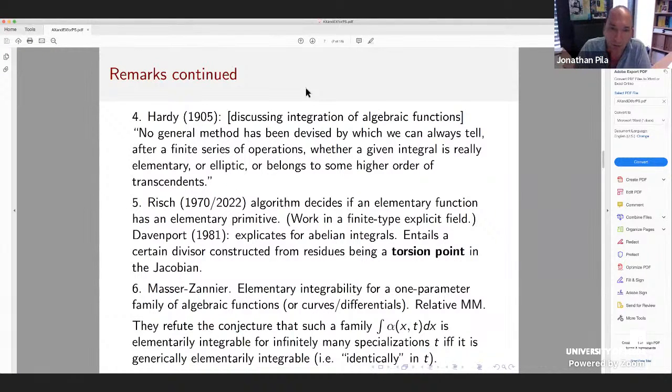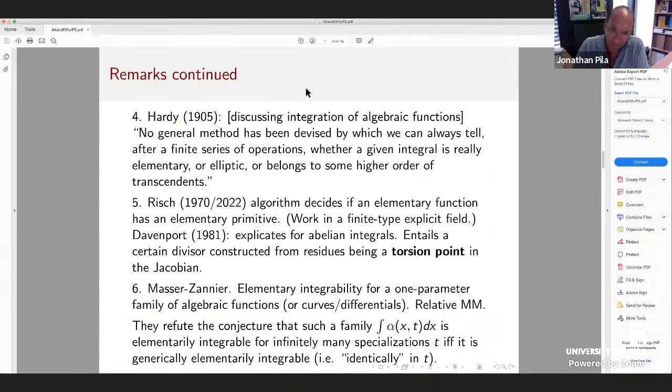And because of this torsion point condition in the Jacobian, so you have this moving family of curves and a moving family of differentials, and that gives you a moving family of divisors in these Jacobians that have to be torsion. And so this connected with their work on relative Manin-Mumford problems, which are, well, part of the Zilber-Pink conjecture, the general Zilber-Pink setting of Diophantine problems.